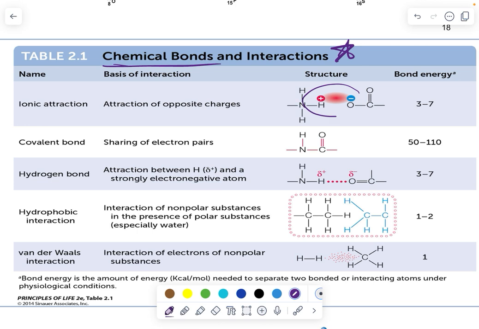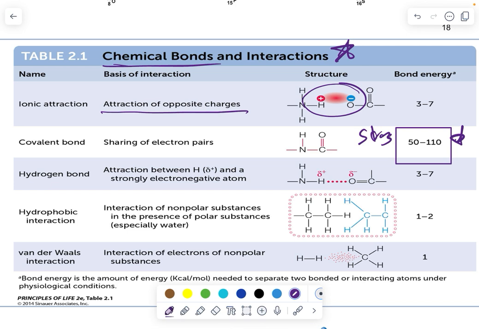So ionic attraction is the attraction of opposite charges. Covalent is very strong. Look how much energy it takes to break a covalent bond. Very strong covalent bonds, okay? That'll come into play when we talk about DNA and various things all year long.